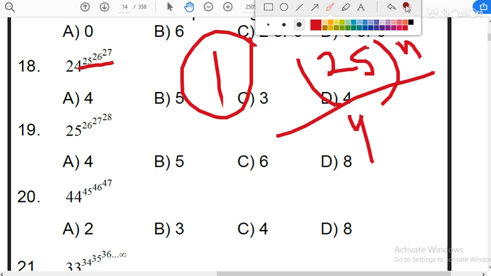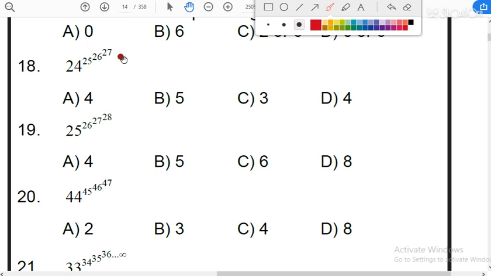Okay, let me see some other way in which we can solve this question. So let's suppose we are here with 24 raised to the power 25n. Okay, I was saying that we will get a multiple of 25 here, that means like 125. Okay, so we can solve it.